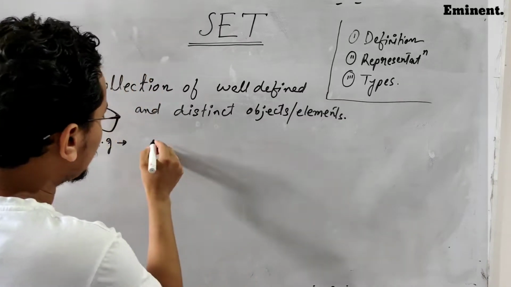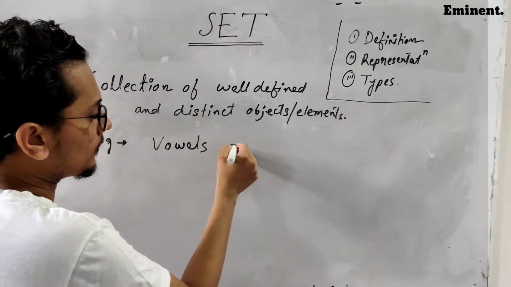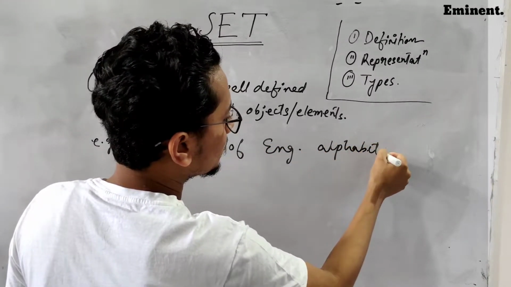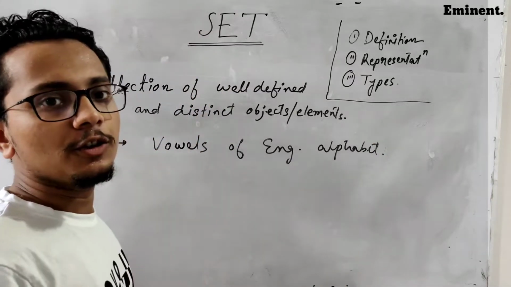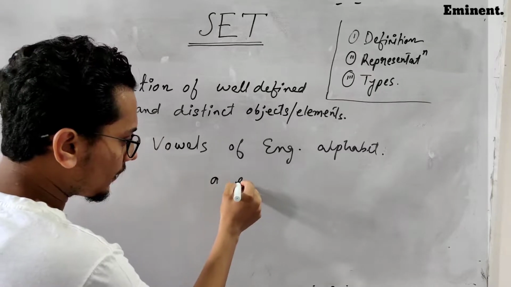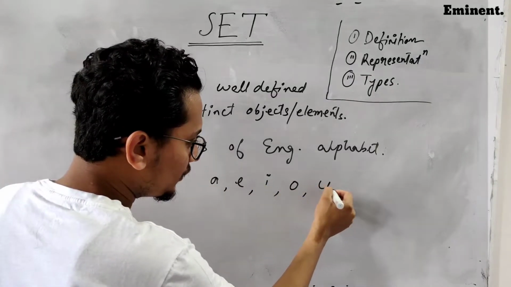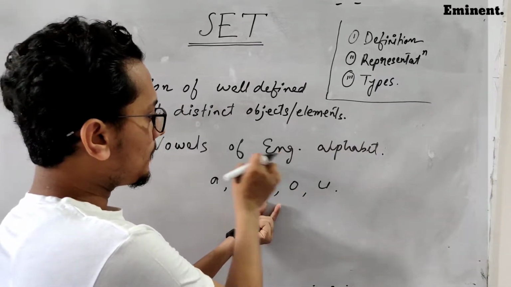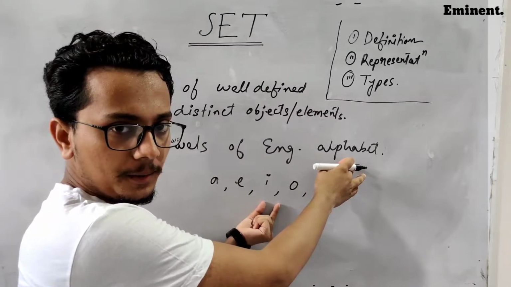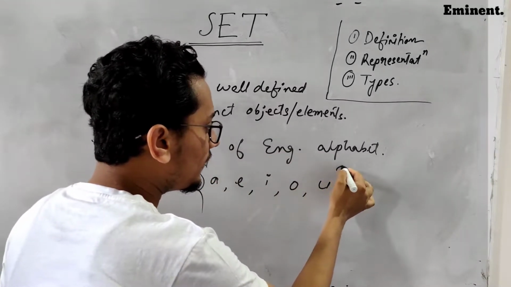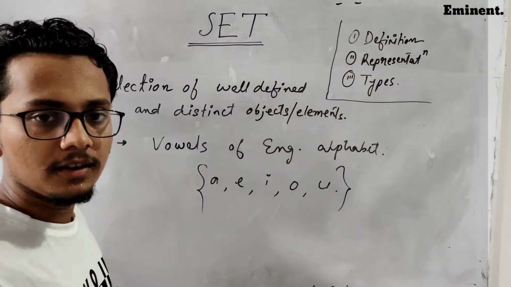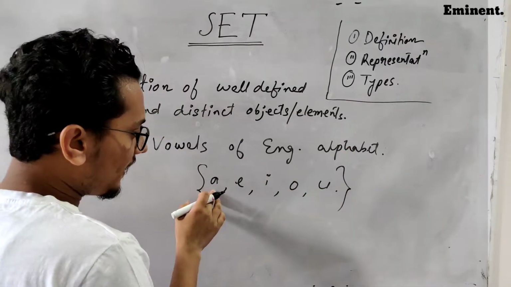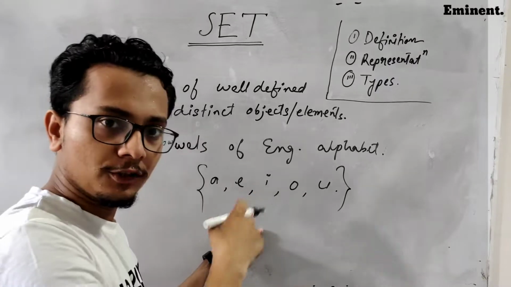For example, the vowels of English alphabet. As you know, the vowels of English alphabet are A, E, I, O, U. Okay. These are the collections of vowels of English alphabet. It is distinct and it is well defined. Why it is distinct and well defined? Vowels of English alphabet, it is well defined, and A, E, I, O, U are the vowels of English alphabet.